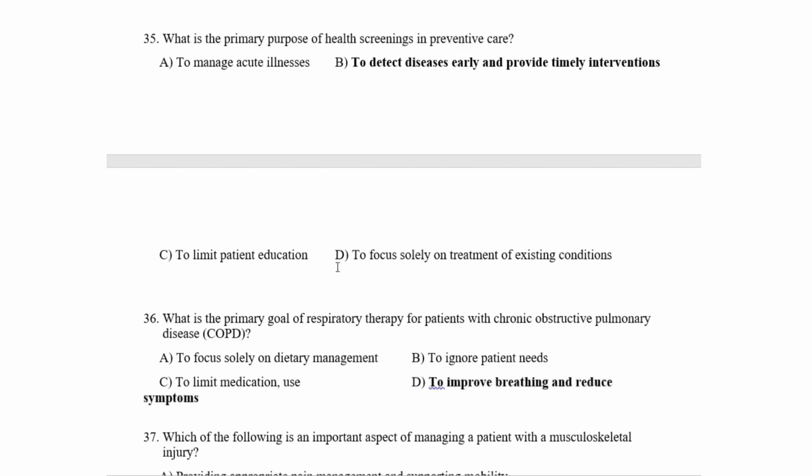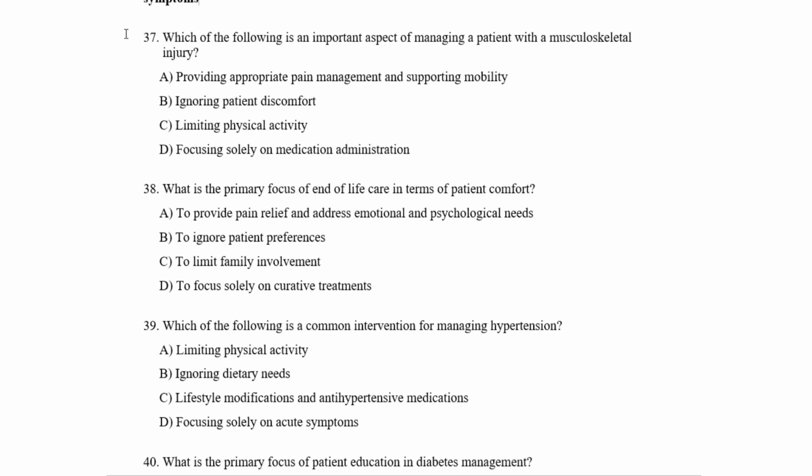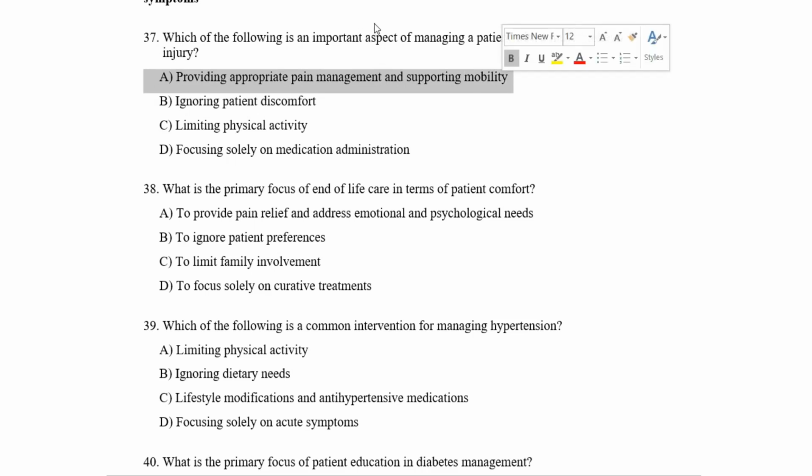Well, त्यसै गरी हामी क्वेशन नम्बर 37 मा हेरौं त. Which of the following is an important aspect of managing a patient with musculoskeletal injury? Option A मा रहेछ providing appropriate pain management and supporting mobility. Option B मा रहेछ ignoring patient discomfort. Option C मा रहेछ limiting physical activity. Option D मा रहेछ focusing solely on medication administration. यसको सही उत्तर हो option A, providing appropriate pain management and supporting mobility.